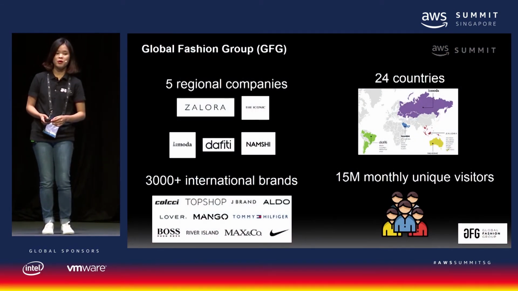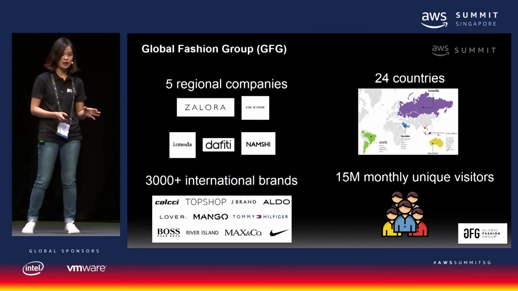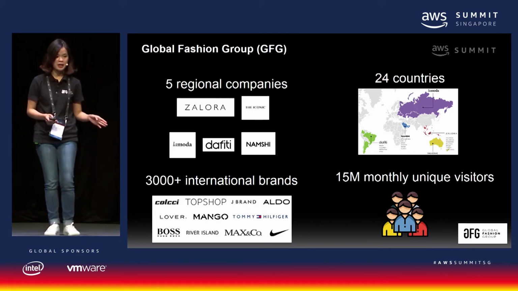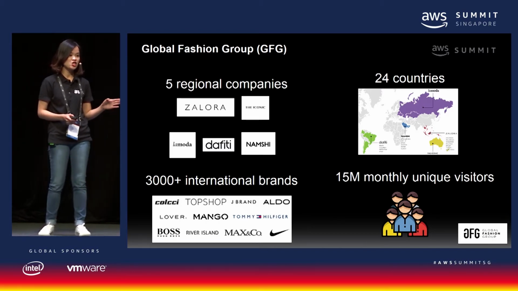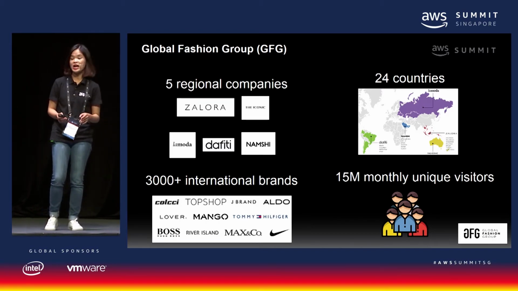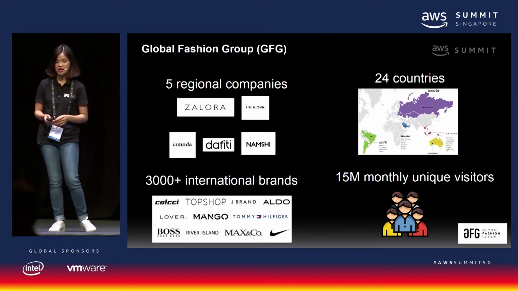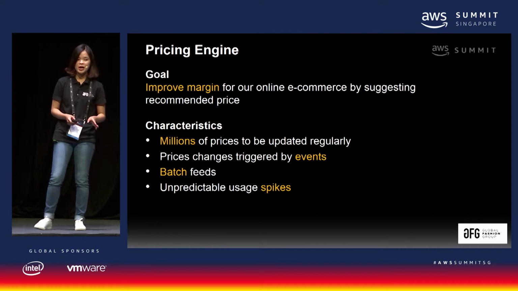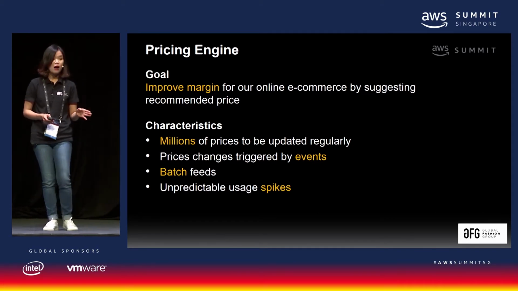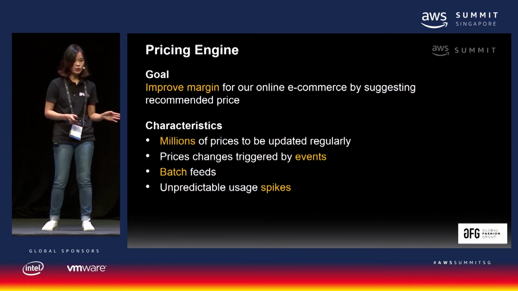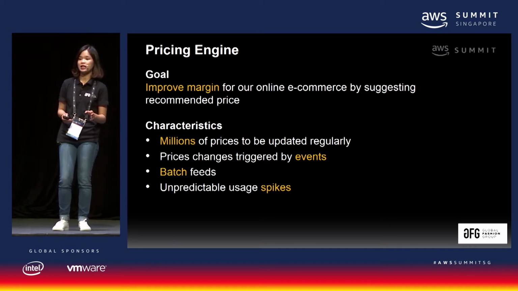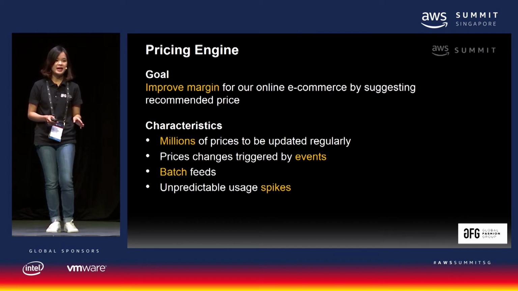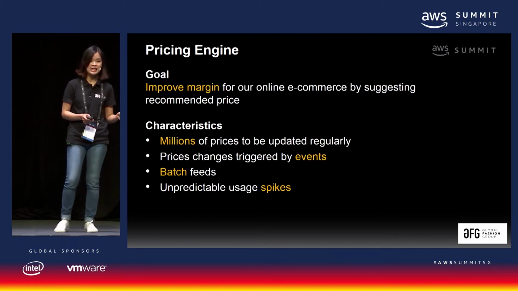I'm working at Global Fashion Group, which is a parent company of 5 e-commerce companies in the world, specialized in fashion, including Zalora in Southeast Asia, The Iconic in Australia, and 3 others in different regions. In the GFG team, we are developing a pricing engine driven by a lot of data analytics to recommend the best pricing for the catalog of each region. The system needs to support up to millions of price updates regularly.